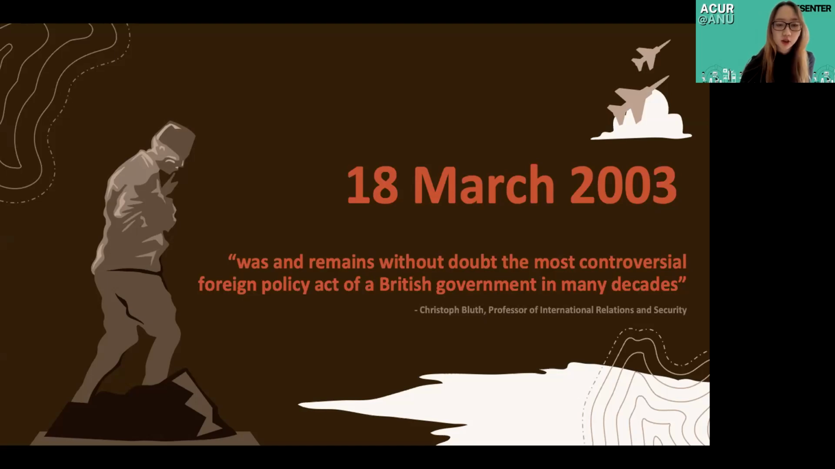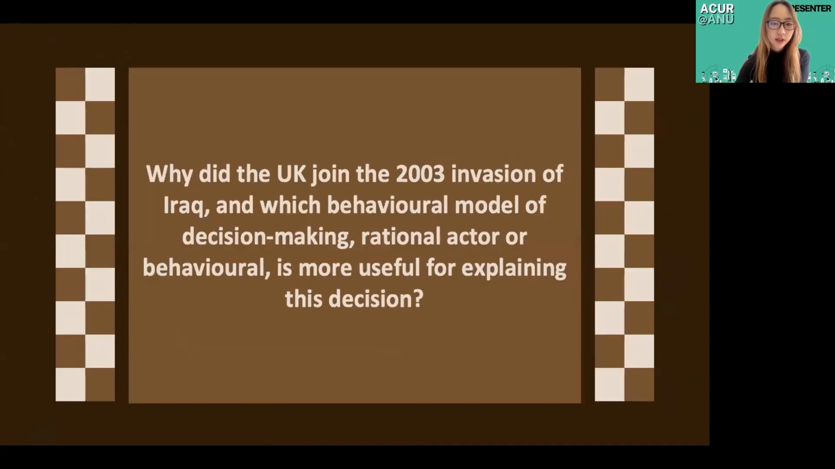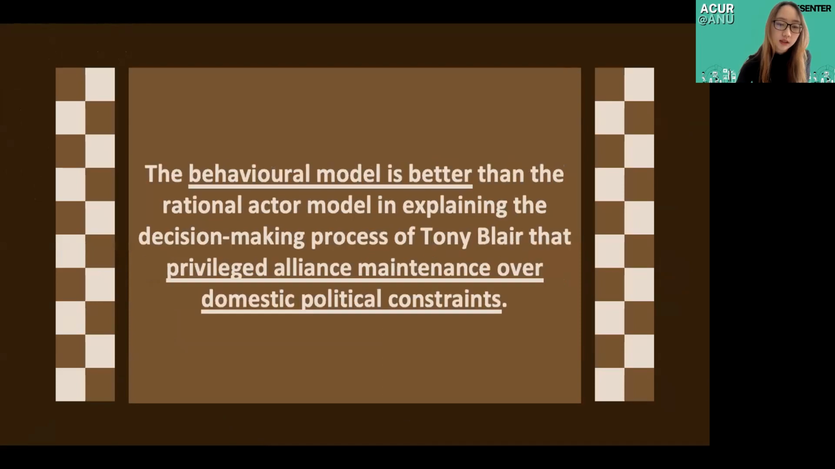UK's decision to join the invasion of Iraq in 2003 was and remains without doubt the most controversial foreign policy act of the British government in many decades. So, why did the UK join the 2003 invasion of Iraq, and which behavioral models of decision making, rational actor or behavioral, is more useful for explaining this decision?